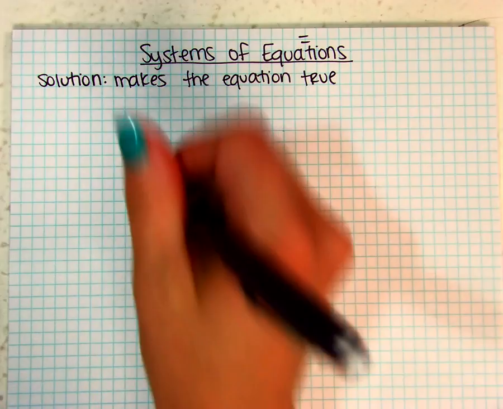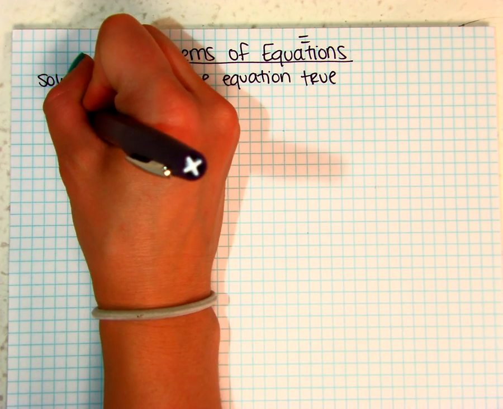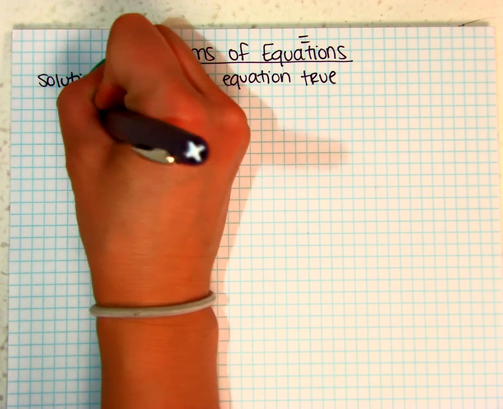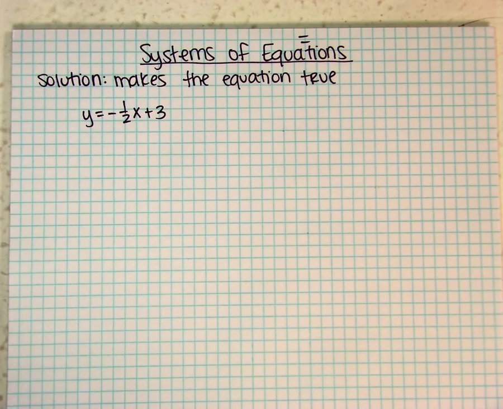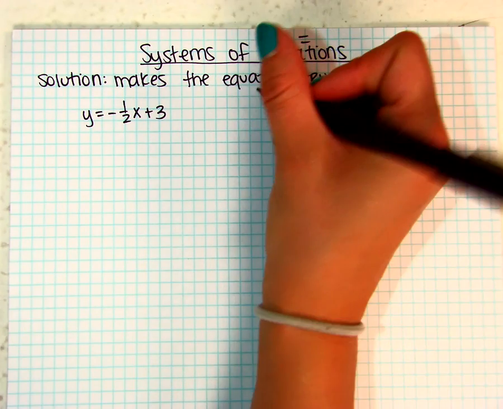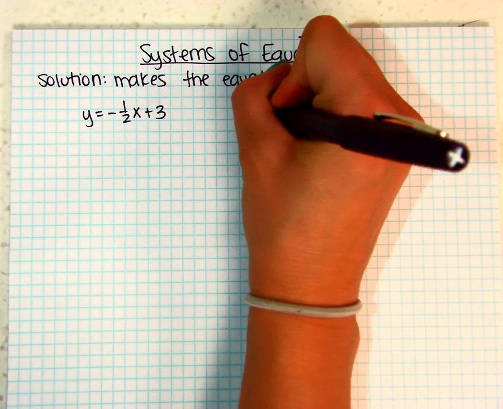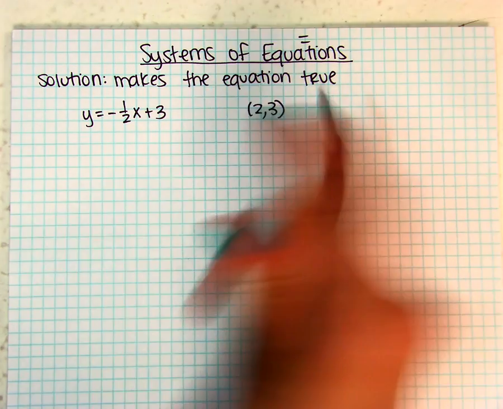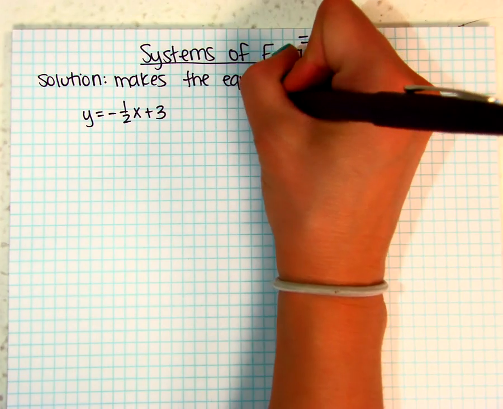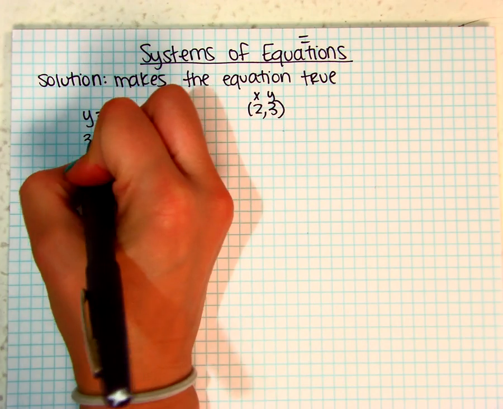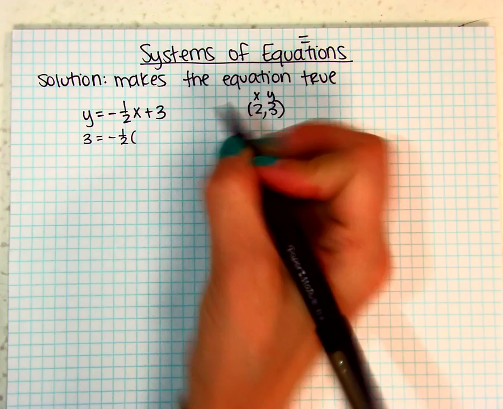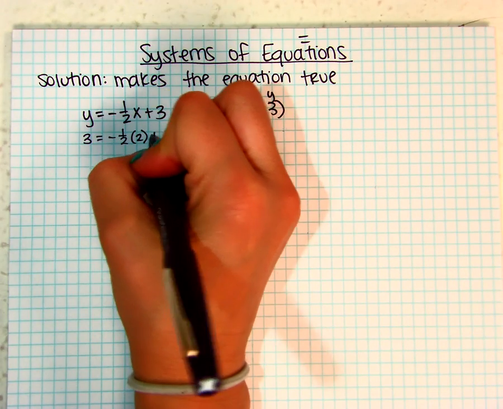So let's say we start off with this equation: y equals negative 1/2 x plus 3. And we want to know what the solution is for that. Let's just pick a point, any point. Let's say (2, 3). We're going to plug it in and see if it's a solution. So my x is 2, my y is 3. So y is 3, negative 1/2 x is 2, plus 3.